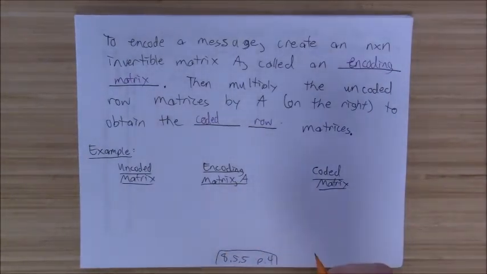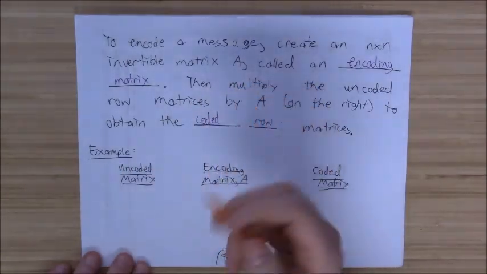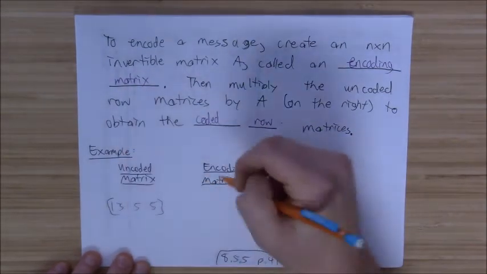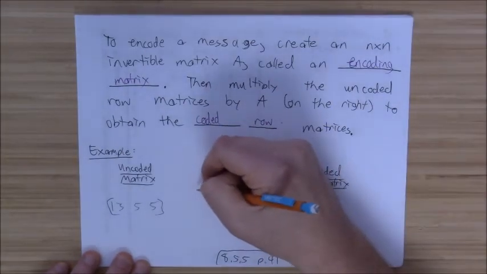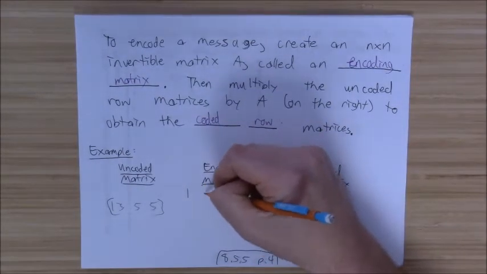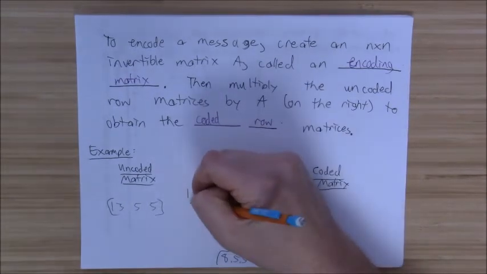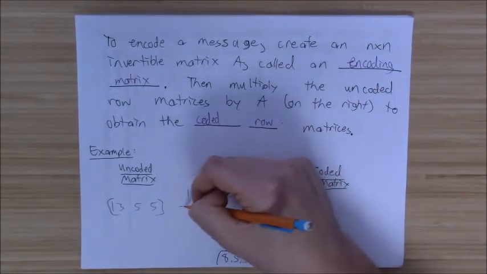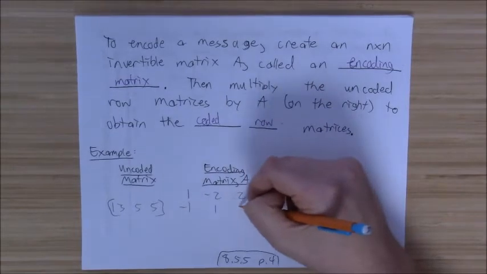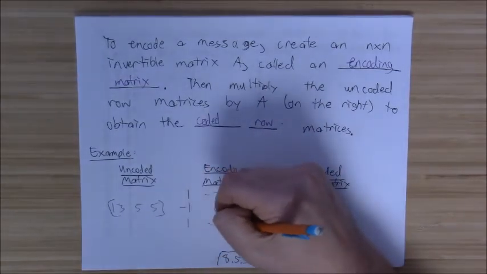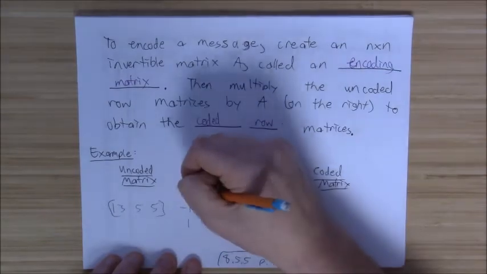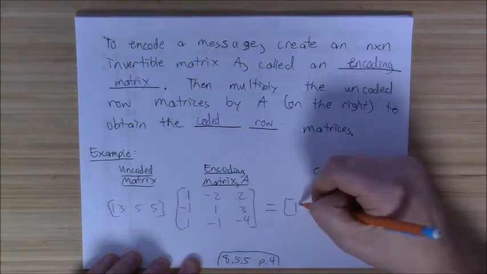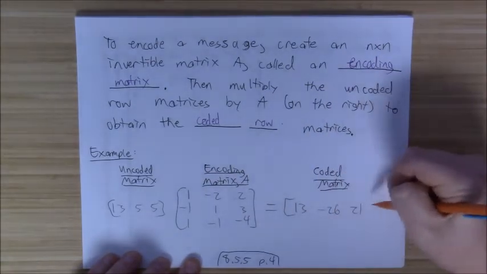For example, if we had the uncoded matrix 13, 5, 5, and we had the encoding matrix 1, negative 2, 2, negative 1, 1, 3, and 1, negative 1, negative 4. If we multiply those, we get our new coded matrix. You can check this if you want, but it's 13, negative 26, and 21.